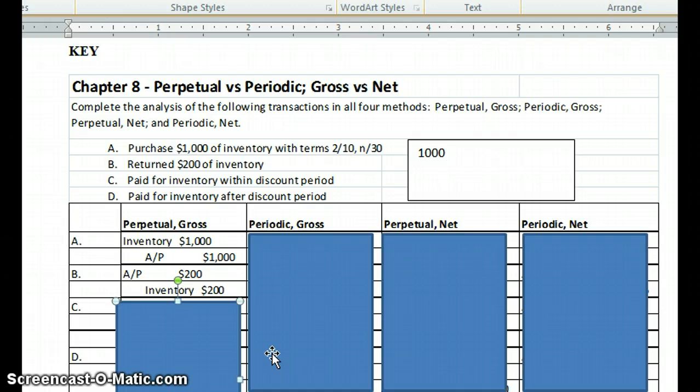Okay, I always say to the kids, let's start with the easy one. How much cash are we paying? Yeah, it's 800, but we're receiving a discount, right? So the discount is 2%. What's 2% of 800? 16. So what's the cash going out? How much is cash? 784. Okay. What's the payable?